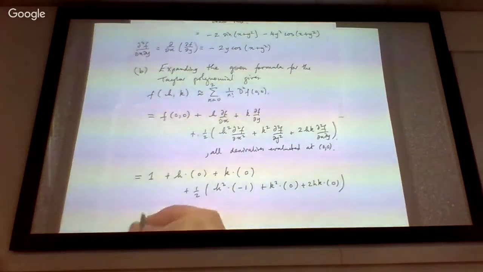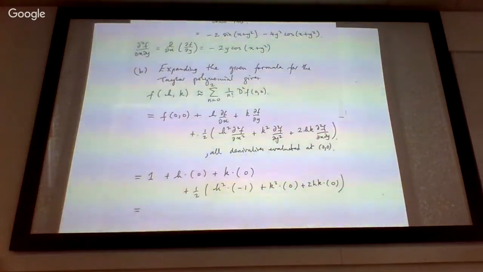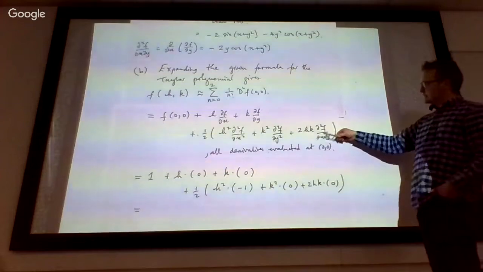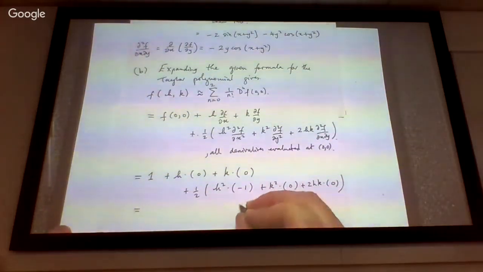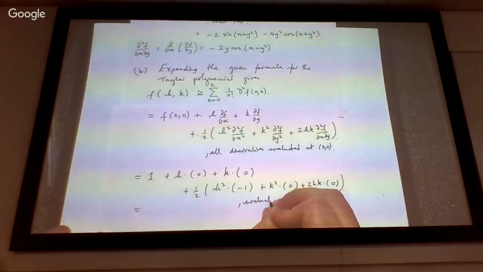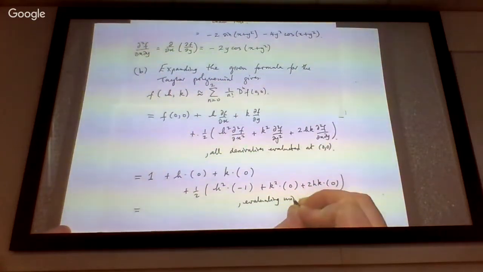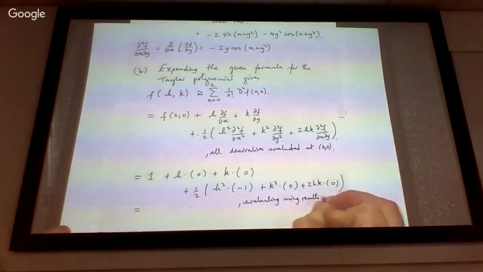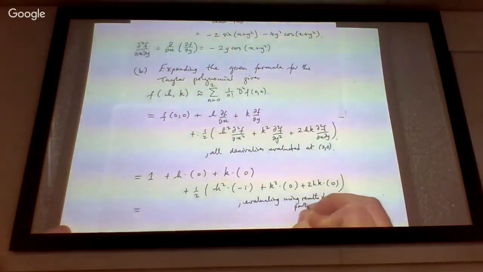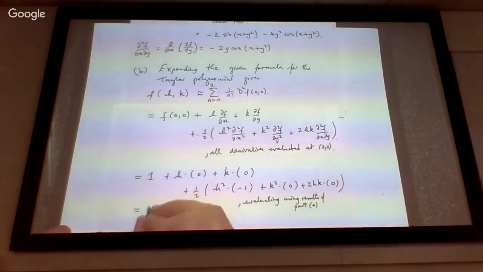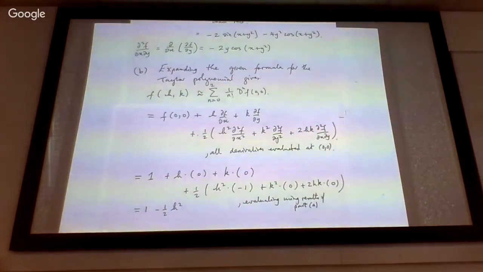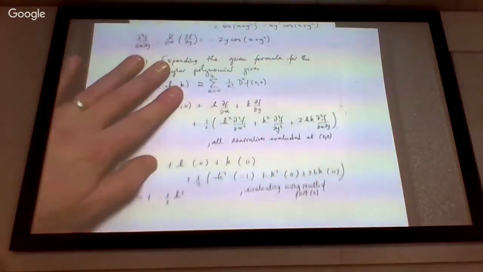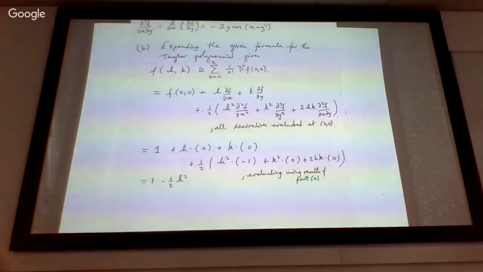So most of that is 0, but again, we've laid it out in such a way that it's clear that we've evaluated each term. Or we could just put a little comment here: evaluating using the results of part A. So the only thing that survives is 1 minus a half times h squared. As required. That was the correct polynomial given in the question.